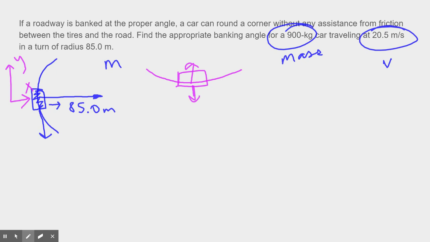So the weight part is in the y direction. But since this is a banked road, and the normal force is perpendicular to the surface, the normal force is going to have an x component this time. So it's going to have both. All right. So that's necessary to keep the car in the turn. So we need to find all those forces in the x direction and all of them in the y direction. Just like we've been doing.